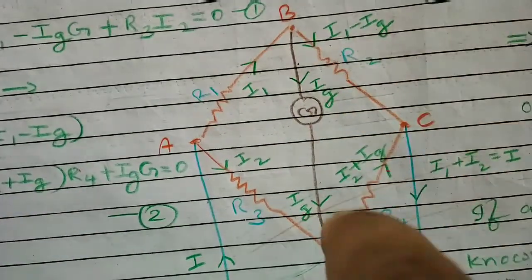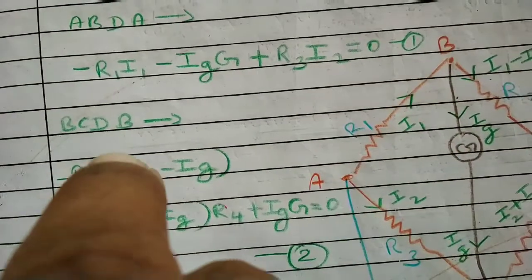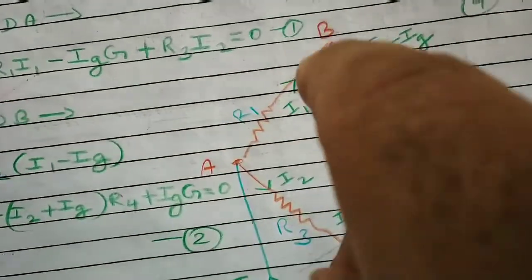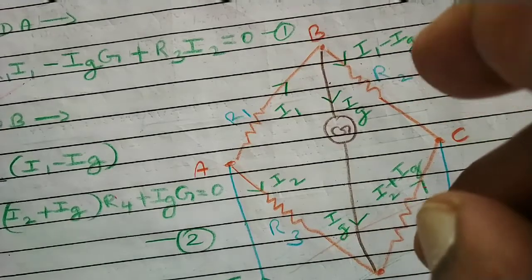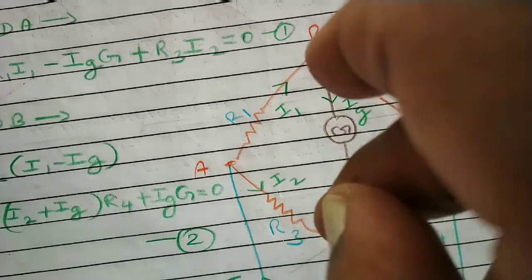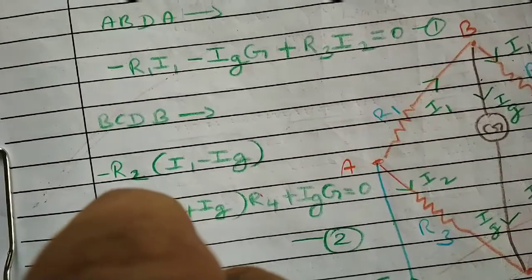Which one? BCDB. In this loop, BCDB, see first B to C. B to C, what is the current I imagine? I1 minus IG. Resistance is R2. We are going from B to C, which is the direction of current, so we should take minus. So minus of R2 into (I1 minus IG).